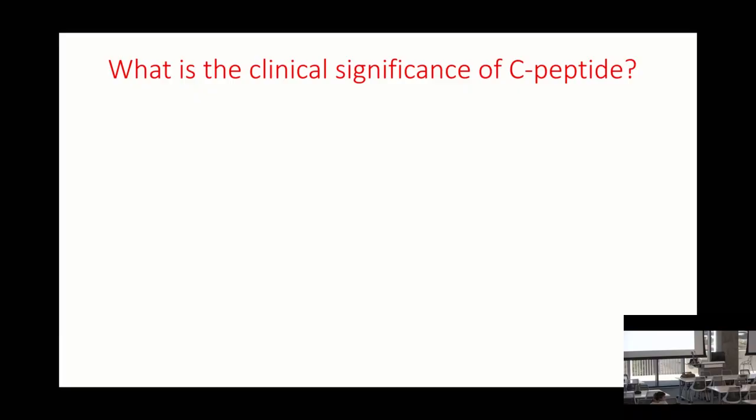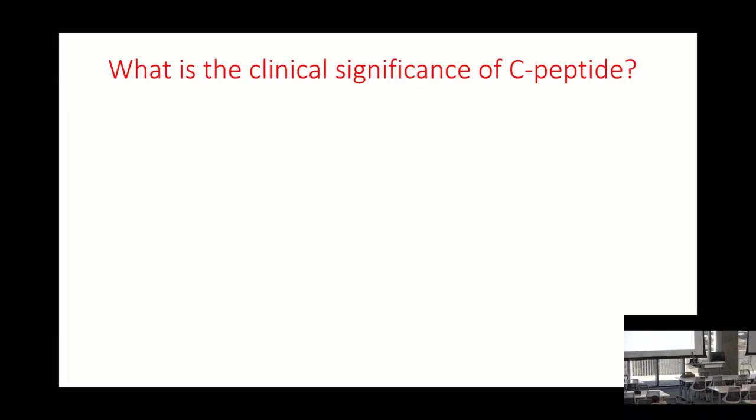So the second point is, the first is it helps you to distinguish between type 1 and type 2 diabetes, to assess the function of the beta cell. And then the second point is it helps us to know if insulin in the body comes from the body or it came from outside.